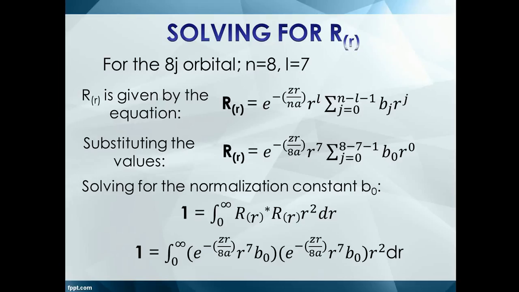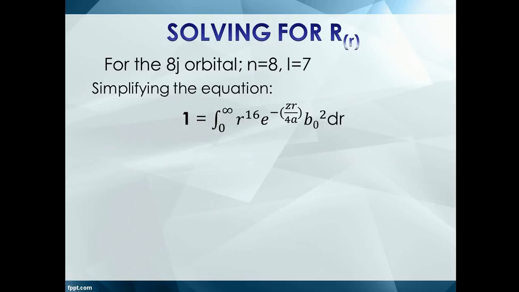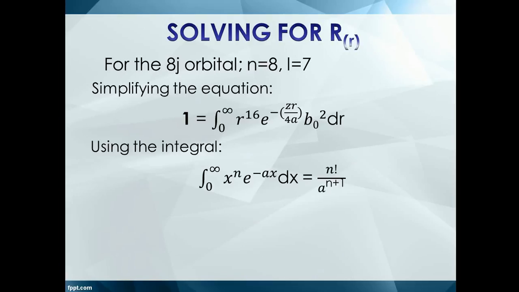Solving for the normalization constant b sub 0 using the equation 1 is equal to the integral from 0 to infinity of the radial function complex conjugate times the radial function times r squared dr. Then, substituting the radial function, we have 1 is equal to the integral from 0 to infinity of e raised to negative Zr over 8a r raised to 7 b sub 0 times e raised to negative Zr over 8a r raised to 7 b sub 0 times r squared dr. Then, we simplify the equation to get 1 is equal to the integral from 0 to infinity of r raised to 16 e raised to negative Zr over 4a b sub 0 squared dr.